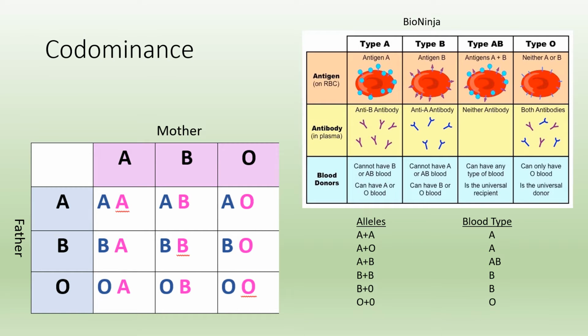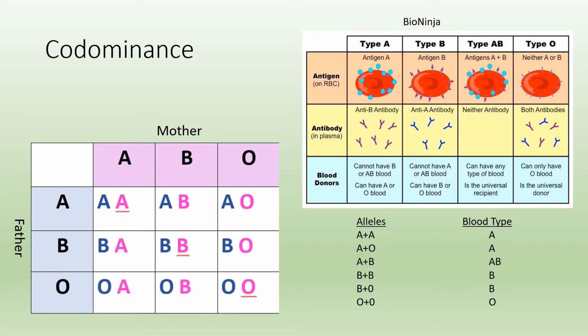So we're going to start with codominance. And codominance, it's pretty rare, but it's something that you see in humans in our blood type. And this is a situation, in codominance, where you have 2 different alleles that are both expressed and can both be observed.